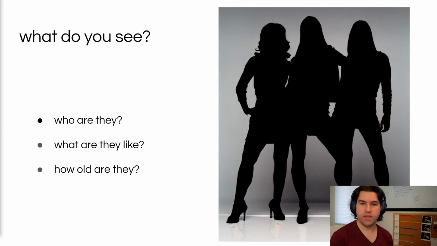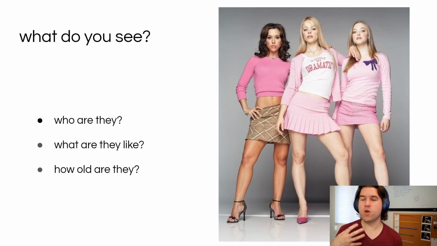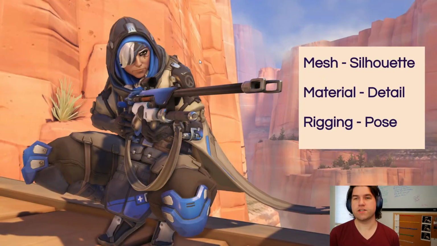When I actually take away the silhouette and we dive a little deeper, well, now, okay, it's Mean Girls, because I love Mean Girls. It's a great movie. But now we know a lot more information about who they are. We also get a much better sense of their personalities. This is the kind of information that a T-pose, just the mesh, so to speak, of the characters can't give us. So a good character is a silhouette, it is a material which gives us detail, and it's a pose. And all of these things come together to give a sense of who someone is.